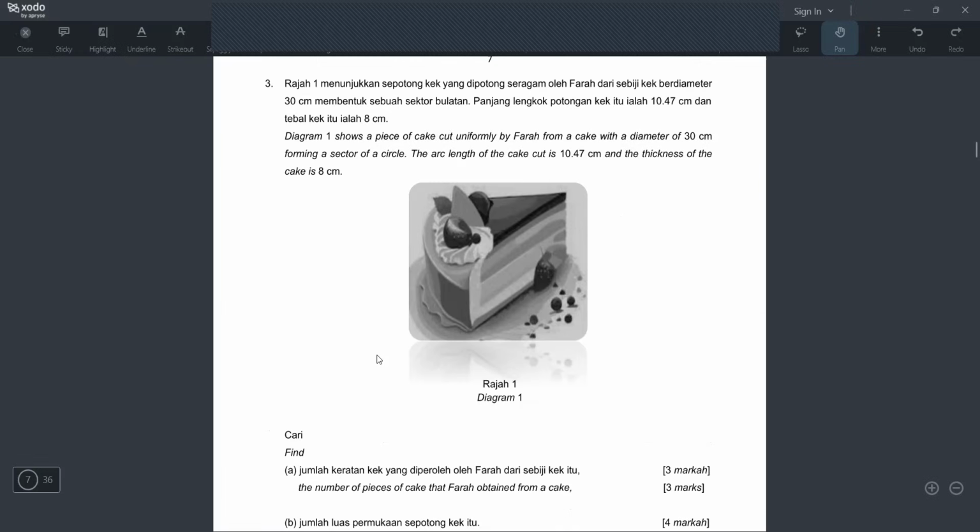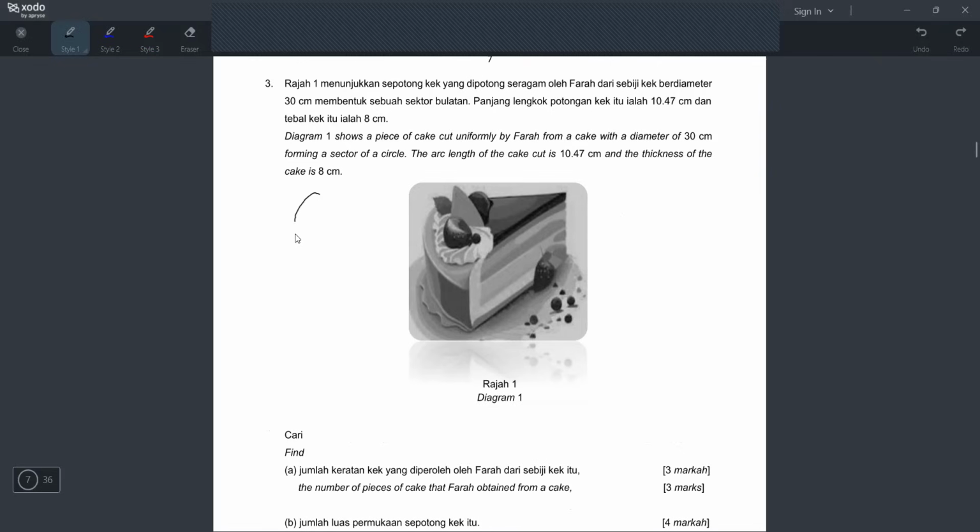Okay, number 3. I think this is, I don't know, maybe it's circular measure. I'm not sure. I have to read the question first. So let's read first. Diagram 1 shows a piece of cake cut uniformly by Farah from a cake with diameter of 30 cm. So let's draw it out, right?